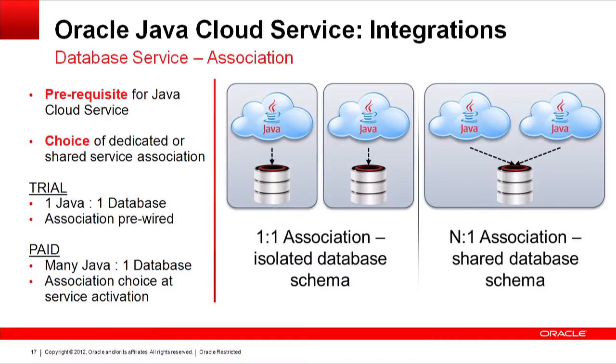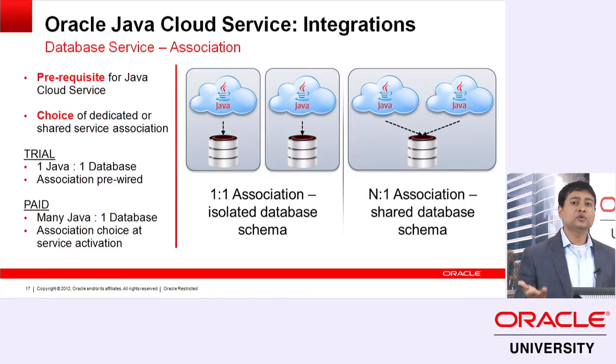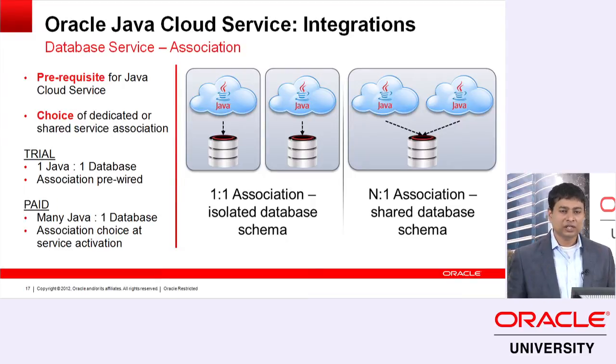The association can be done in one of two ways. One is either every Java Cloud Service may have its own database service and it's associated 1:1, or you could have multiple Java Cloud Services talk to the same database. So if you have a shared schema that multiple applications need and all these applications are running on different Java Cloud Services, they can all point to the same Database Cloud Service. And you can do that in paid. In trial, we give you a Java Cloud Service and a Database Cloud Service already pre-configured, and you just go off and start using it. But in paid, you have these options of configuring the way you want.